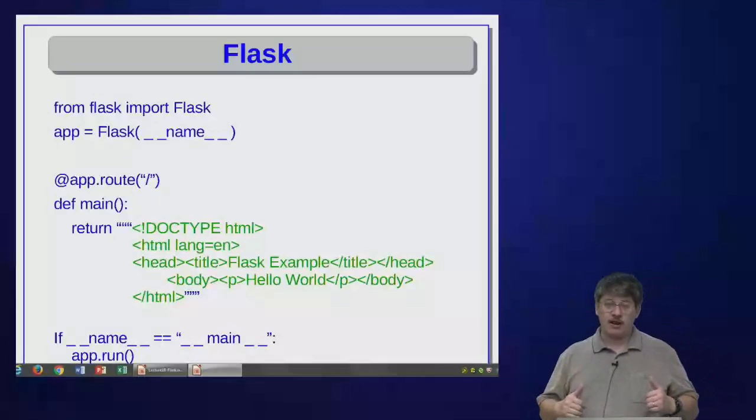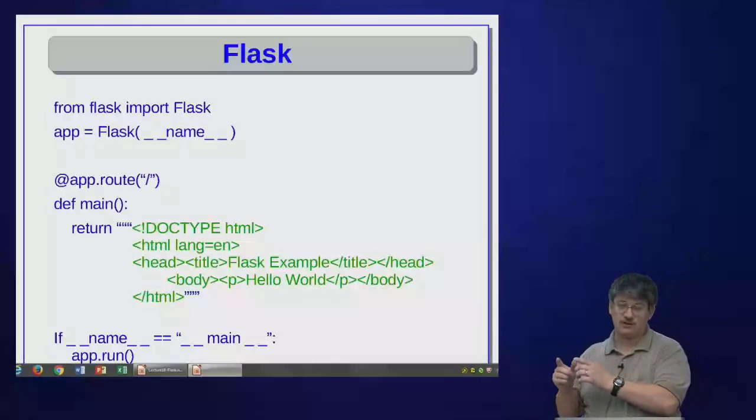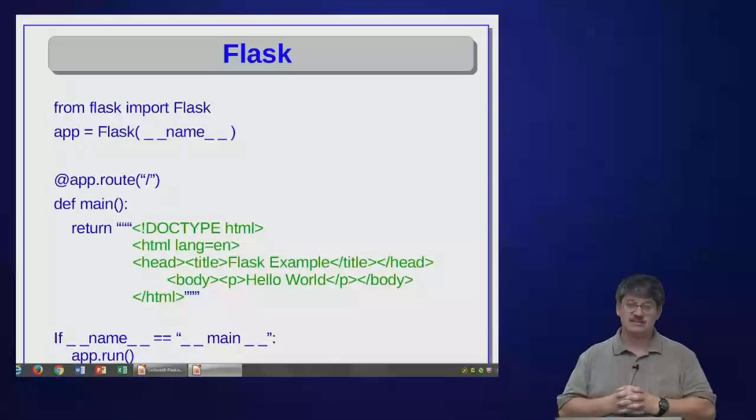And then at the very bottom, we have some code that you have to put in your Flask applications. You have to say if __name__ is equal to '__main__', and if it is, then we're going to run the server. So app.run.